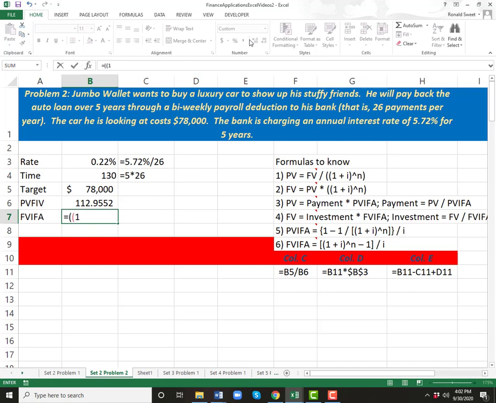Open parentheses, 1 plus the rate, close parentheses, raise to the time, minus 1, close parentheses, divided by the rate. Here we should get something greater than 130. It shouldn't be like 17,000, but it could be like 150 or something along those lines. And so give it 4 decimal places. So now we have everything we need.